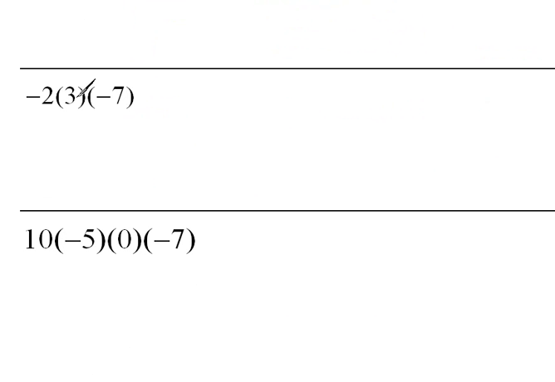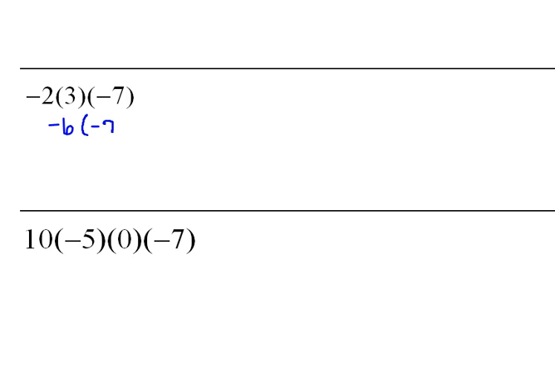Here we're multiplying more than one thing together. Well, it doesn't matter how many things you're multiplying. You technically can only do two at a time. So here we'd have to multiply the negative 2 times the 3 first. So 2 times 3 would be 6, and because our signs are opposite, that would be a negative 6.